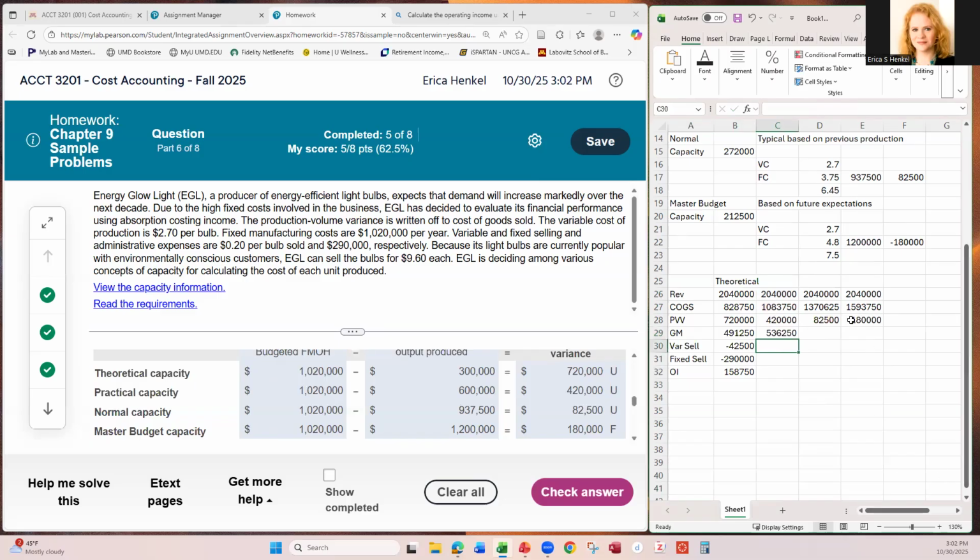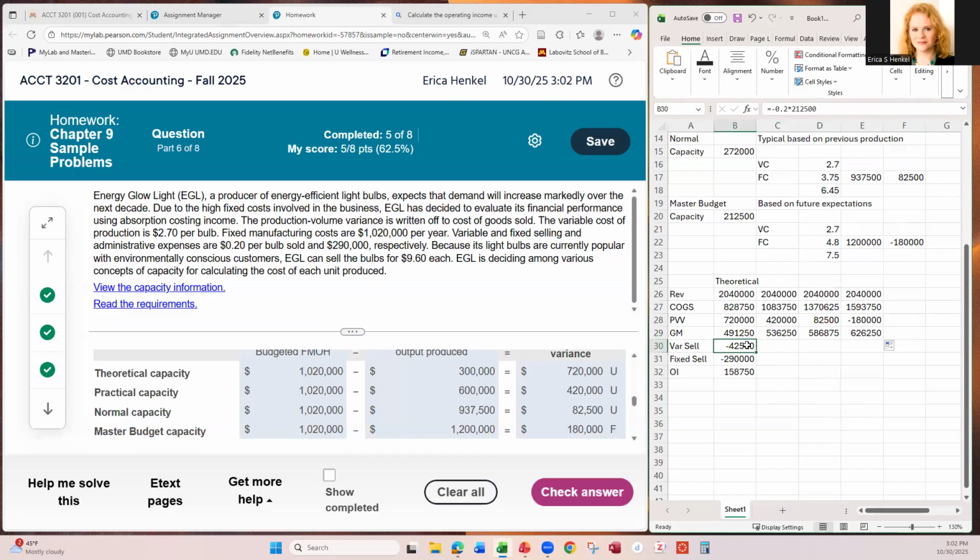And I'm going to make sure, since this is going the opposite direction, I want to do that. So subtracting a negative is the same thing as adding a positive. So let's go ahead and do that there. So now we've got our gross margin all the way across the board.